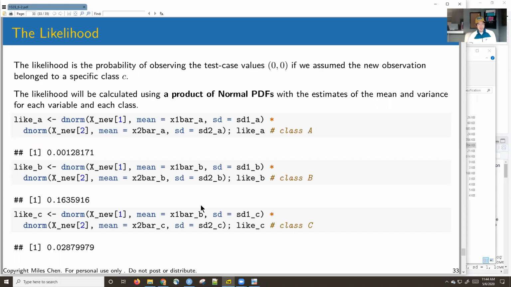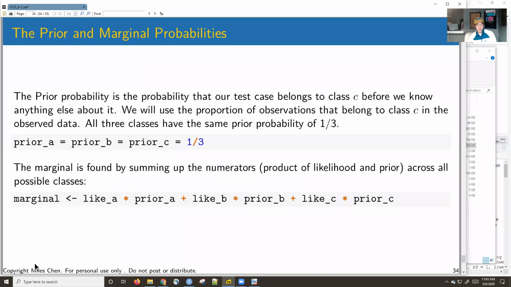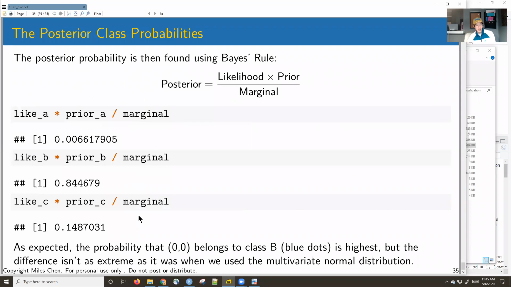So I hope everything's okay. Again, the key difference here is we estimated each of these things independently, which is fine, and then we take the product of the two univariate normals. The priors and the marginals are found exactly the same way as before, so I'm not going to spend much time on them. And then the posterior, we do likelihood times prior divided by marginal.